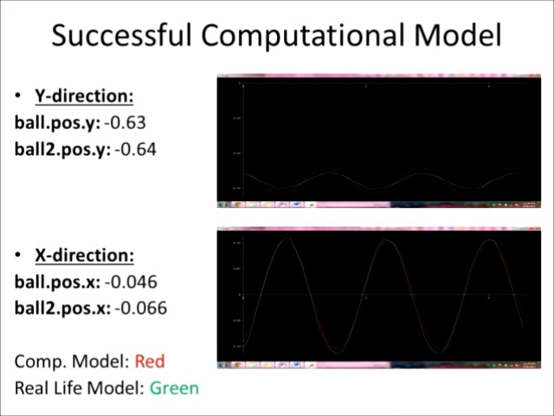The computational model successfully predicts the spring during the time of about 4.7 seconds in both the x and y directions. You can see from the graphs that the red line representing the computational model and the green line representing the real-life model align very well, and that ball versus ball 2, which ball 2 is our real-life model, have very similar positions in both the y and x directions.